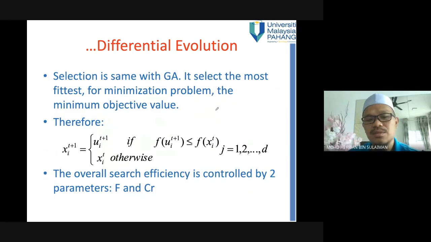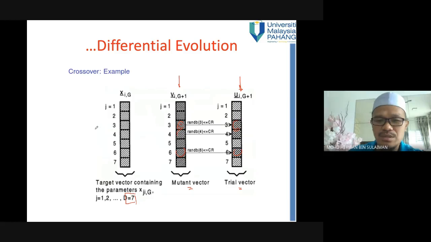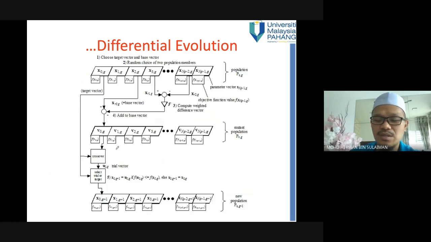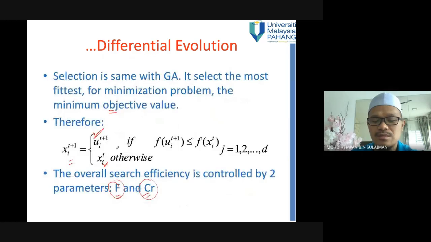Okay, next we go for the selection. The selection is similar to the GA. You select the fittest; for a minimization problem, meaning the minimum objective value. So you select your Ui, meaning your trial vector, if its fitness function is less than the current fitness, otherwise you maintain the results. The overall search efficiency is controlled by two parameters, F and CR, meaning these two parameters you need to tune in order to get better results. Sometimes when you do the first run, you cannot get the results, so you run a second time. That's why you need to tune these two values.